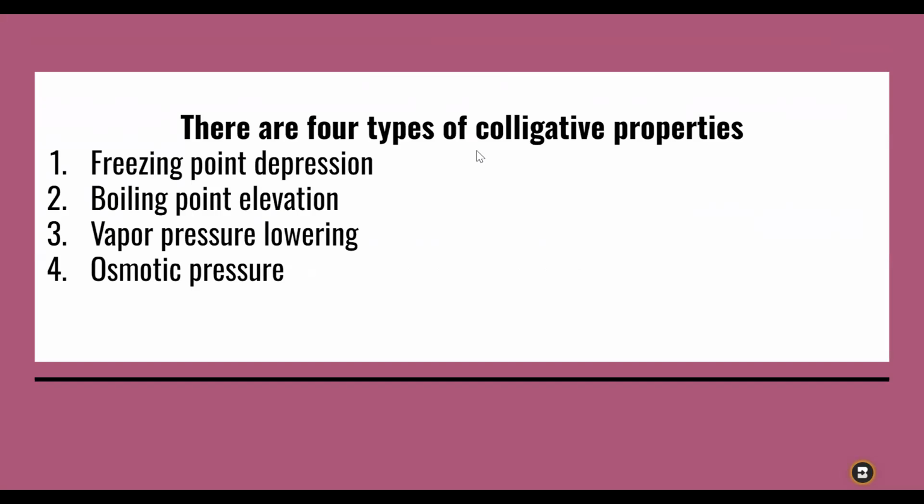So there are 4 types of colligative properties. There are freezing point depression, boiling point elevation, vapor pressure lowering, and osmotic pressure. So we look at each of these. What is the meaning of freezing point, boiling point, vapor pressure, osmotic pressure? We look at each of these first.